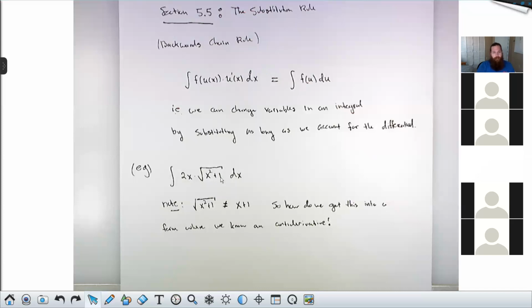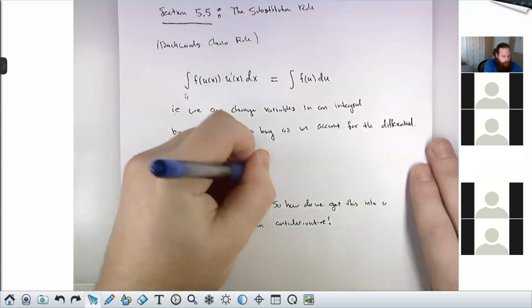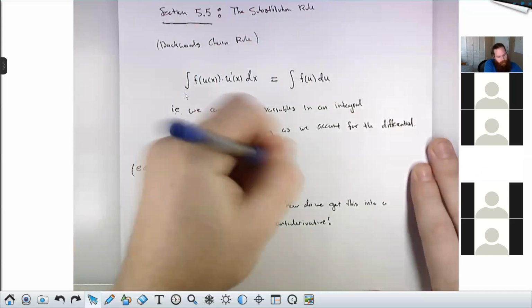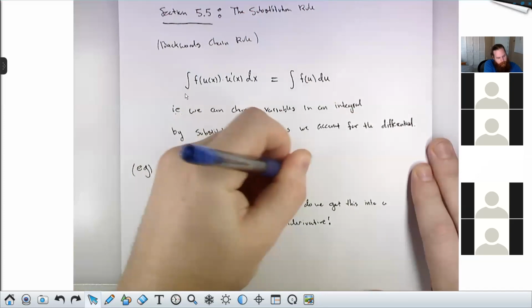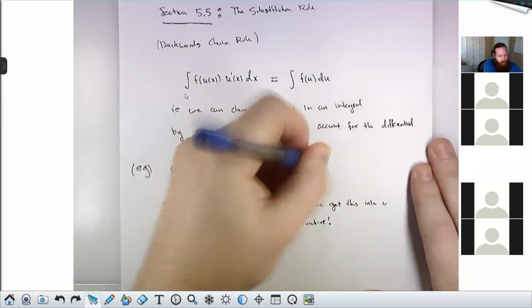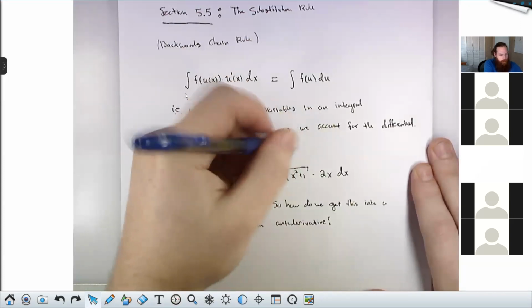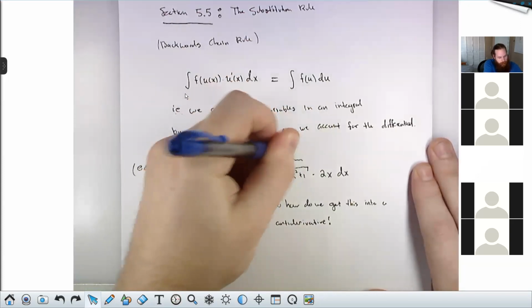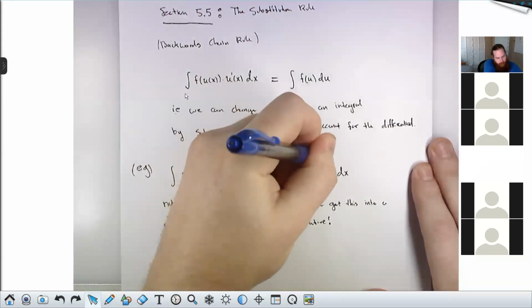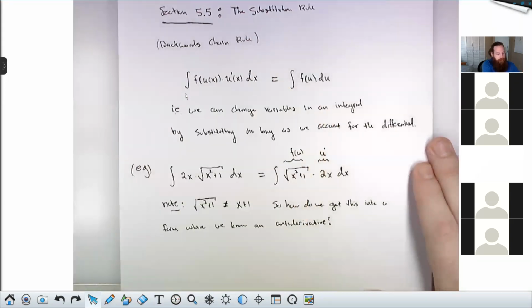Another thing I see is that the derivative of the stuff underneath the square root, the derivative of x squared plus 1, is 2x. So this kind of looks like this, doesn't it? I can rewrite this as the integral of the square root of x squared plus 1 times 2x dx. And then this piece looks like f of u. This piece looks like u prime.